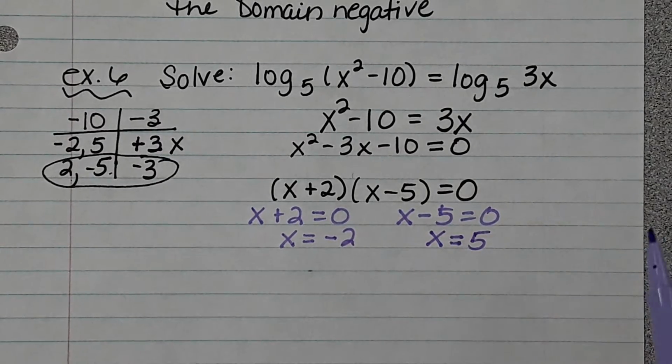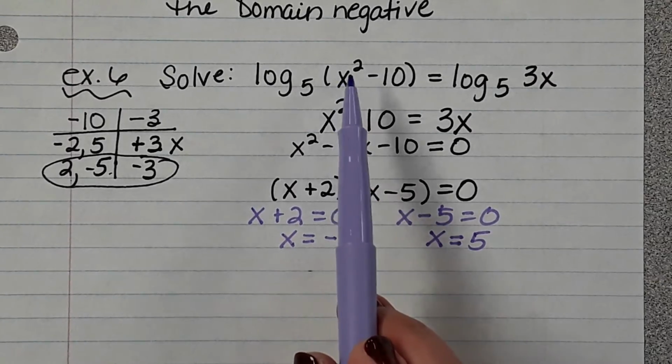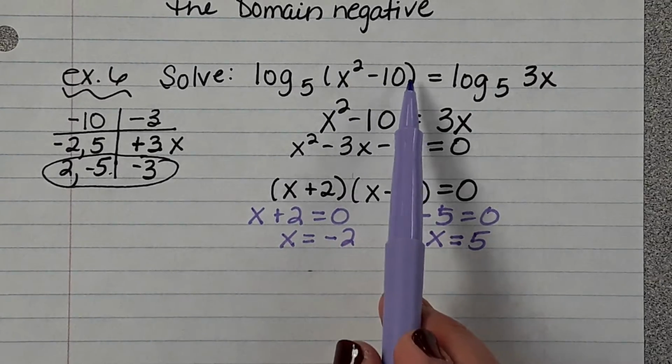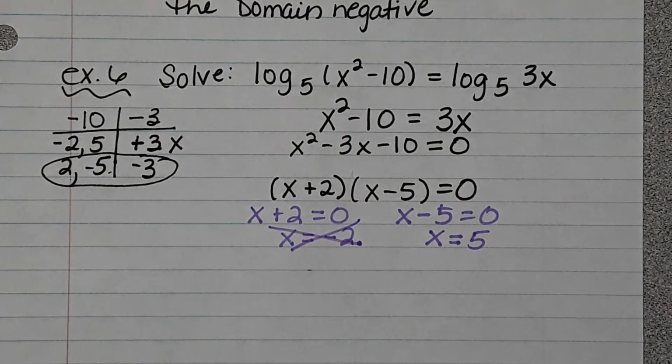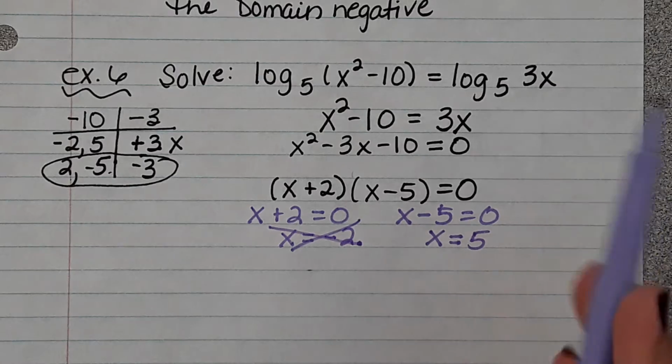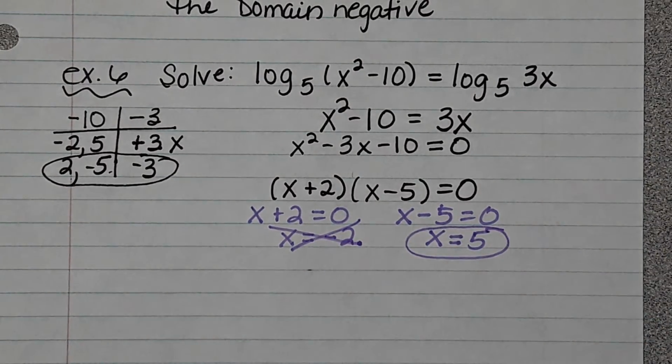Okay, so let's test it. What's negative 2 squared? 4. What's 4 minus 10? Does not work. Because it makes that inside the parentheses negative, it also makes this negative. So our only answer is 5. You guys, not every factoring problem is going to have a 5. What questions do you have about that one?